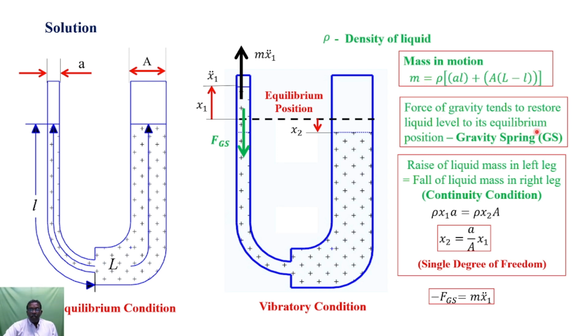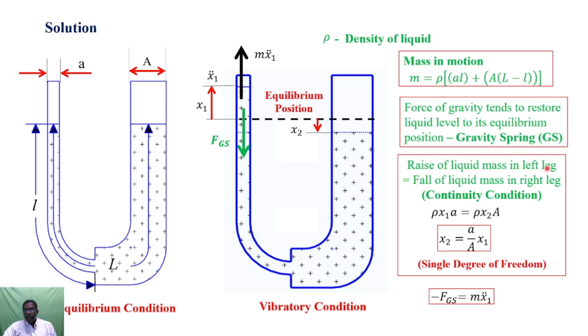The force of gravity tends to restore the liquid level to its equilibrium position. In the first figure, I have shown the manometer liquid in equilibrium condition. In the second one, it is shown in vibratory condition. With respect to the equilibrium position, the left limb liquid rises up and the right limb liquid falls down. The force of gravity tends to restore the liquid level to its equilibrium position. So the gravity force is acting as a spring force.